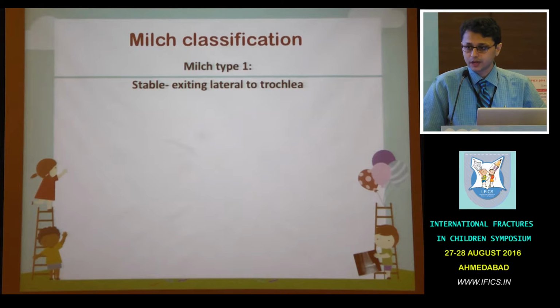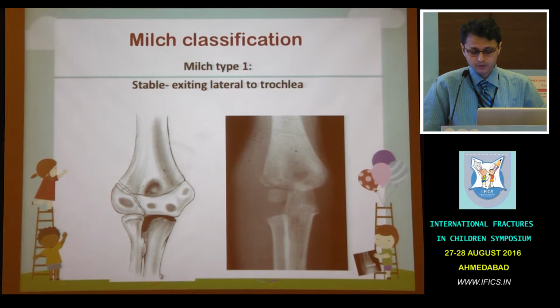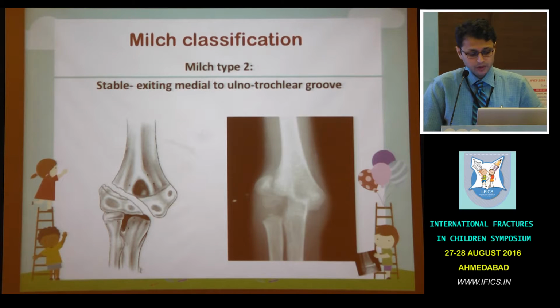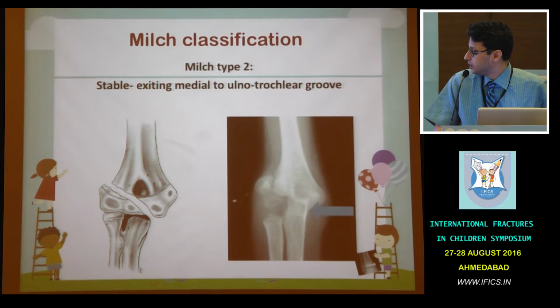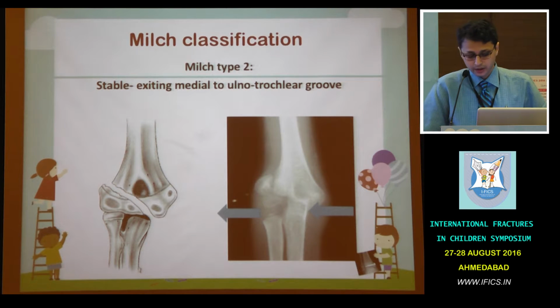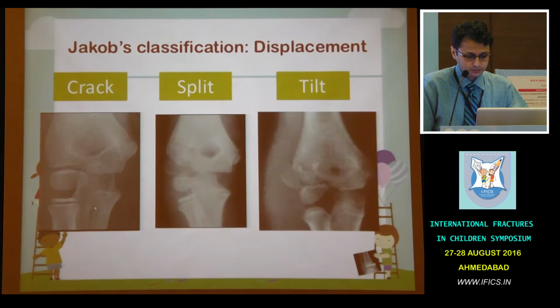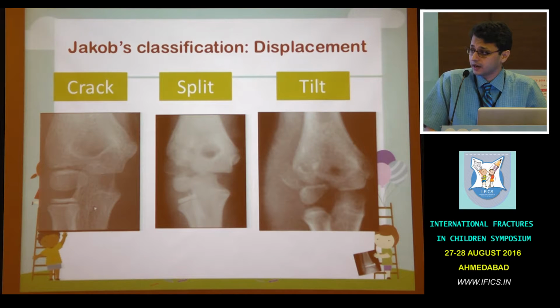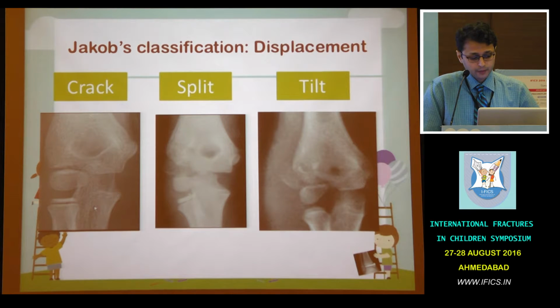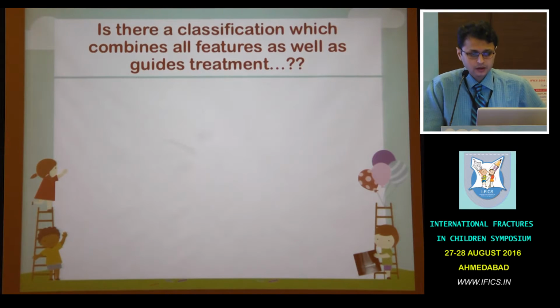Milch added the concept of stability to it, where type 1 was exiting lateral to the trochlea, which was a stable injury, while Milch type 2 was exiting medial to the trochlear groove like this, because of which the entire distal humerus with the radioulnar joint was displacing on the lateral side. The Jacob classification had the concept of displacement, where type 1 was just a crack, type 2 was a split, and type 3 was with the tilt.